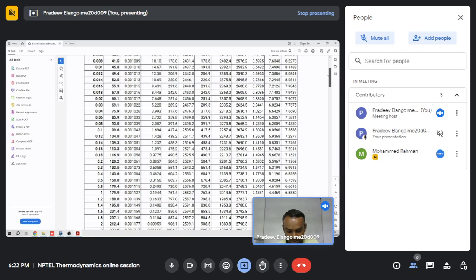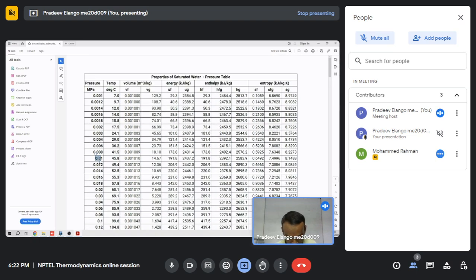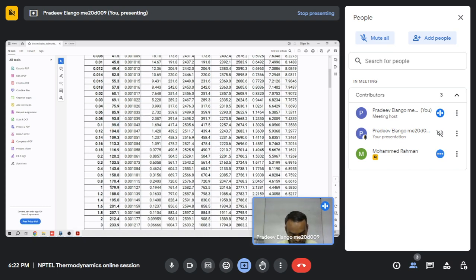So for 0.01 megapascal, this is the one. The saturation temperature is 45 degrees Celsius, but in the problem it was 99 degrees Celsius. So it is outside the vapor dome and it is superheated. And similarly for 0.1 it is 99, but it was given 159. And for 1 it is 179, but it was given something around 100. So that means it is subcooled liquid.